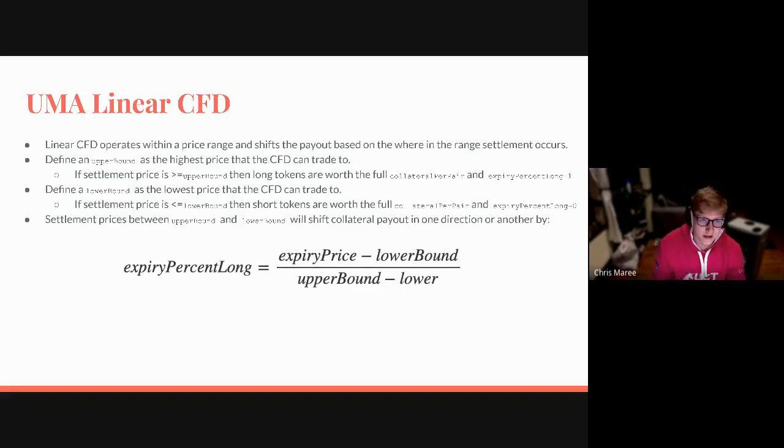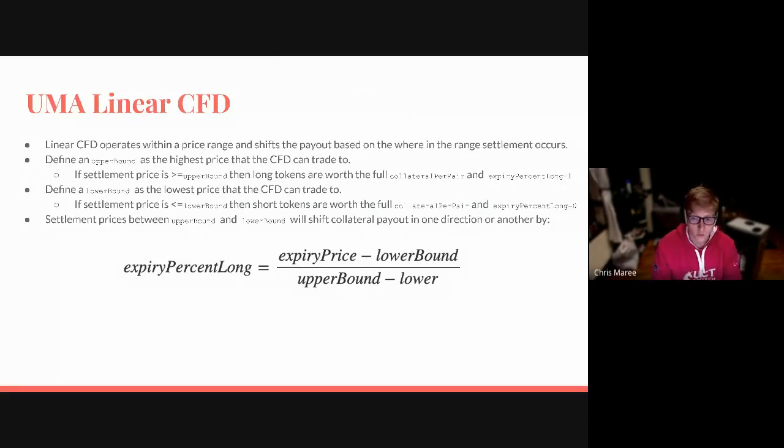The next product is a linear CFD. So this is kind of like the Apple stock that we were discussing before, right? Where you have a low bound and a high bound. And basically the linear CFD works by shifting how much payout goes to the long side or the short side, depending on where the settlement occurs within the price range. So we define an upper bound like we did with the Apple stocks at $30. And if the price at settlement is greater than or equal to the upper bound, then obviously the long tokens are worth the full collateral amount, and the short tokens expire worthless. And the inverse is true, where if it's less than the lower bound, then the short tokens are worth the full amount.